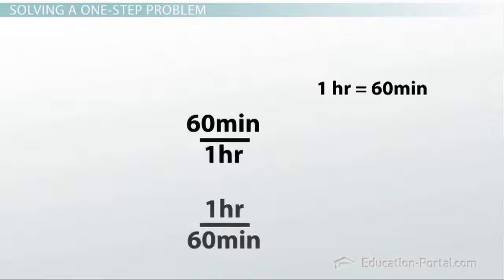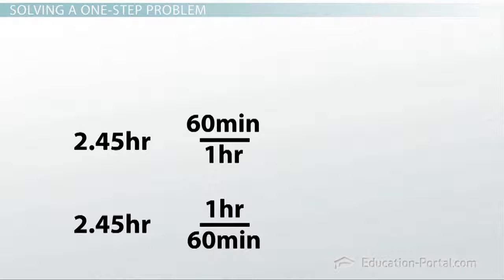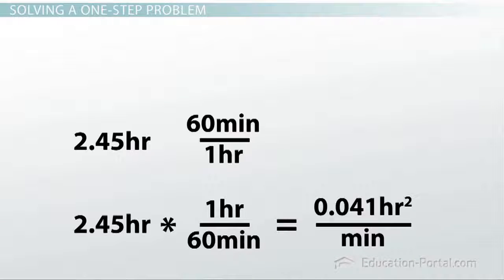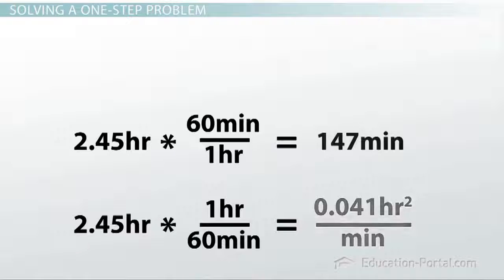So which one do we use? Let's see what happens with each one. If we take 2.45 hours and multiply by 1 hour over 60 minutes, which is equal to 1, we get a value of 0.041 hours squared over minutes. If we take 2.45 hours and multiply by 60 minutes over 1 hour, also equal to 1, we get a value of 147 minutes. If we compare these two answers, we need to understand that both of them are equivalent values, but one gives you the units you want, and one does not.